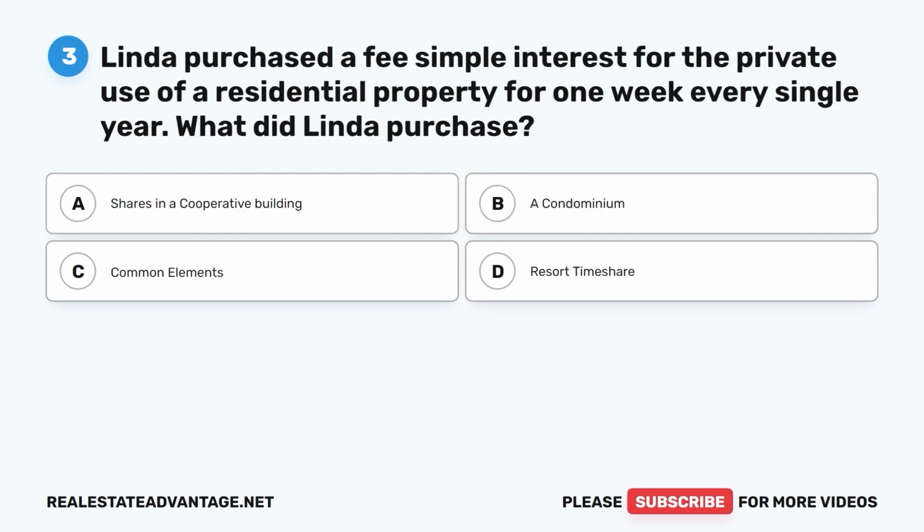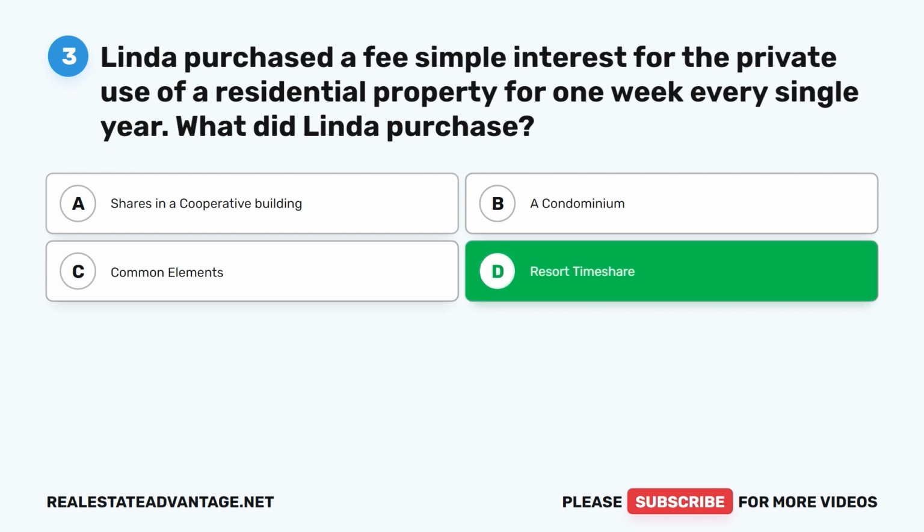Question 3. Linda purchased a fee simple interest for the private use of a residential property for 1 week every single year. What did Linda purchase? A. Shares in a cooperative building. B. A condominium. C. Common elements. D. Resort timeshare. The correct answer is D.